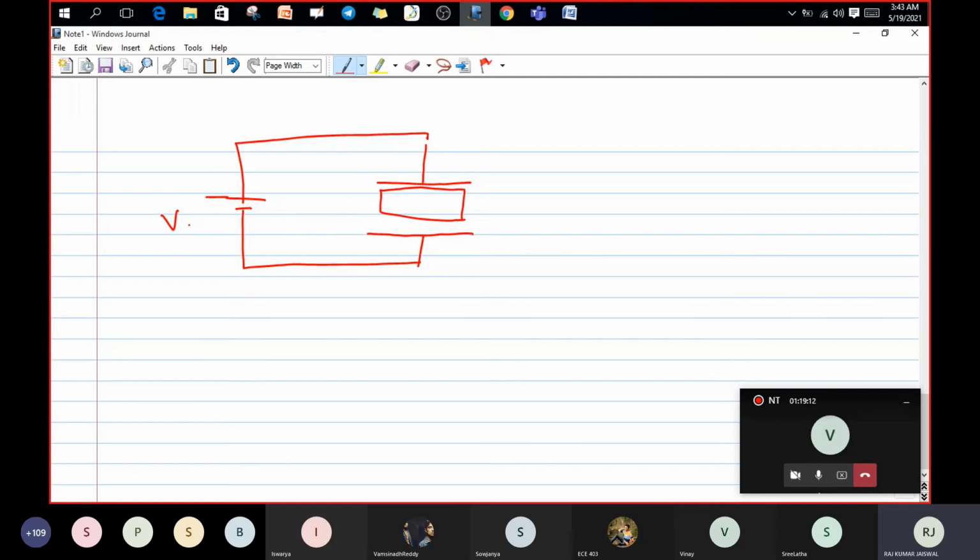See, in the starting, dear students, this is the negative terminal. Here negatives are there: negative, negative, positive, positive, negative, negative. Here negative, negative, positive, positive, positive charges are there. Likewise, when I haven't applied this battery source, wait a minute.